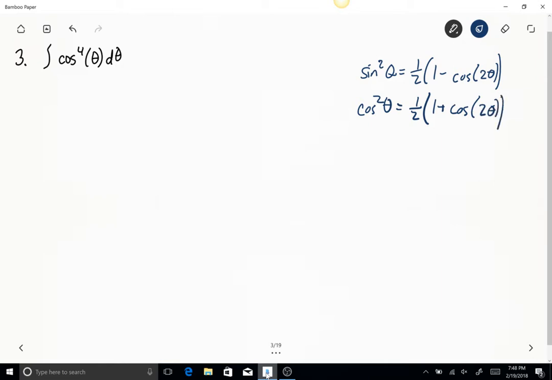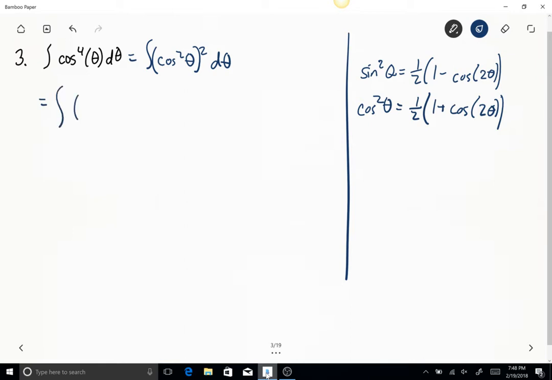So that means that this integral, using that second identity, we can write this as, well, first off, let me write it as cosine squared theta, squared, d theta. Then what happens? Well, you can write that cosine squared theta as 1/2 times 1 plus cosine of 2 theta. And then we're going to square all that, d theta. Okay.